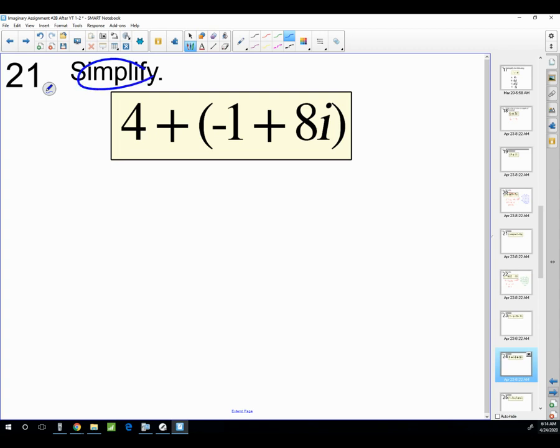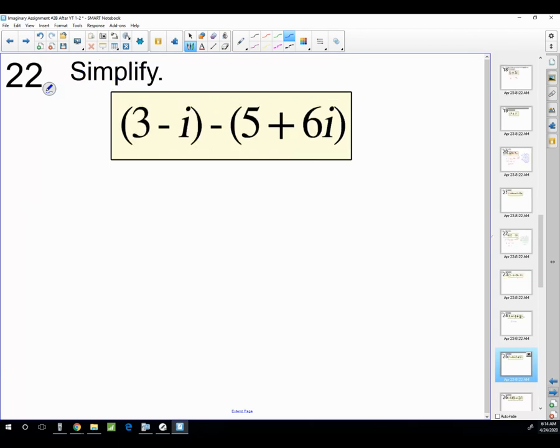All right, 21 is just an addition problem. Remember, when it says simplify, you got to kind of know what to do. And so those like terms right there make 3. And then that one doesn't have a like term with it. It is lonely. So that would be plus 8i. 3 plus 8i. Moving on.